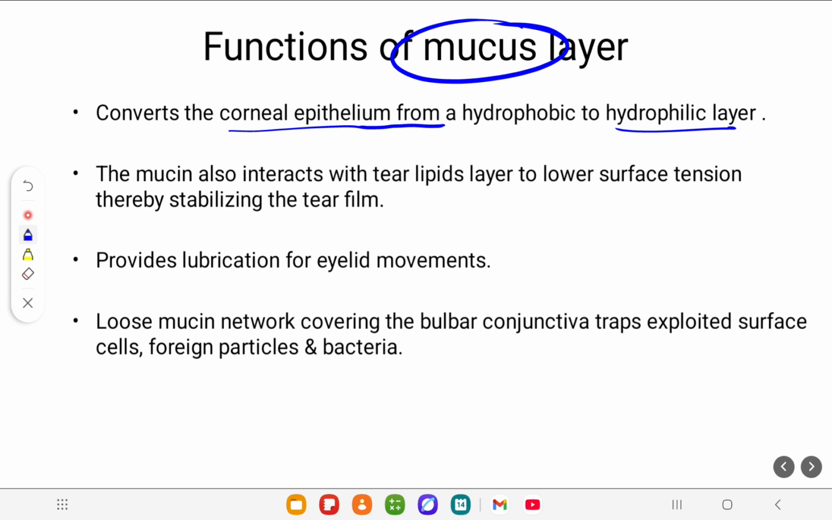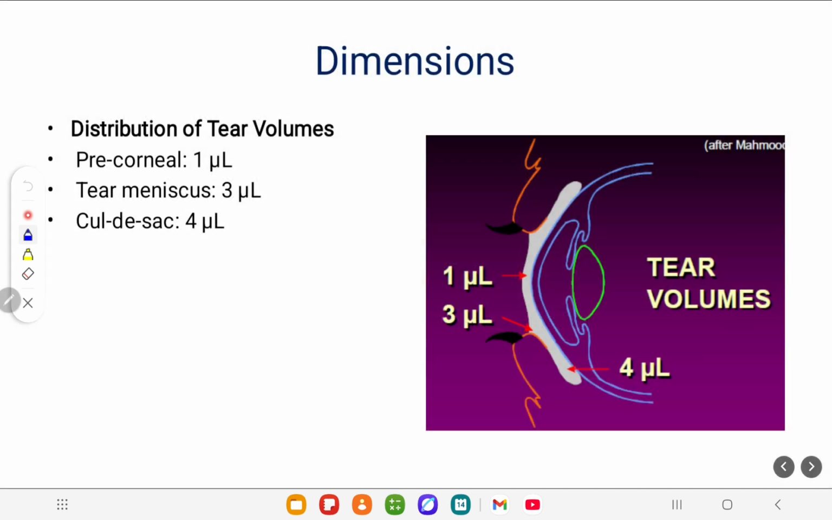Okay, and with the mucus layer, the aqueous layer and lipid layer adhere. So the mucin also interacts with the tear lipid layer to lower surface tension, thereby stabilizing the tear film. It provides lubrication for eye movement. That's good. It provides lubrication, and the loose mucin network covers the bulbar conjunctiva and traps exfoliated surface cells, foreign bodies, and bacteria. Basically, these things, bacteria and surface cells, are all trapped in the mucin, and then excreted from the tear.